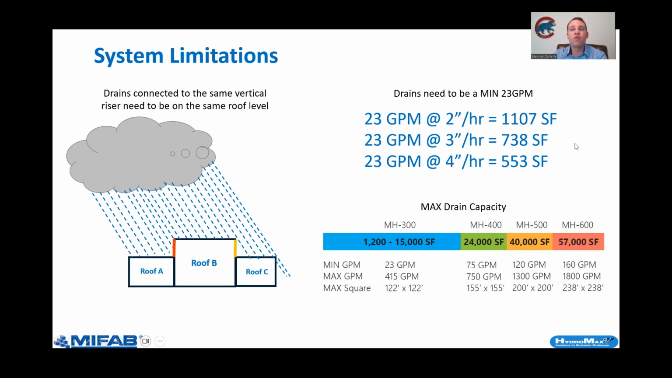So depending on where that project is, this is a different metric. But as a rule of thumb, we generally say about 750 square feet. On the maximum side, our 6-inch drain can handle up to 57,000 square feet. So you're really going to get to your comfort level with pitch and slope of that roof before you're going to hit the limitation of that drain.